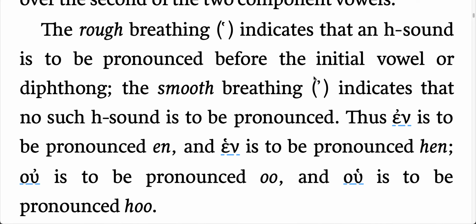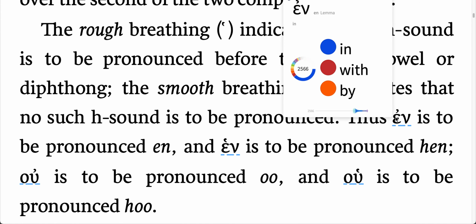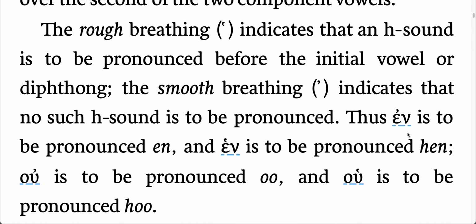The smooth breathing, which is like an apostrophe. It looks like a backwards apostrophe. This is the apostrophe, an English apostrophe in the way that you would normally think of it, and it indicates that no such H sound is to be produced. So thus, you see this word here. It's epsilon nu. It has the smooth breathing. That's the word in. In. And it's pronounced like in, just like you would think.